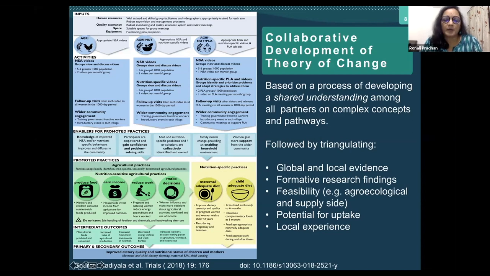And also we tried to map out the feasibility of each of the practices or behaviors we would be promoting under each of these pathways, based on agroecological situation and the supply side. We also tried to examine and analyze the potential of each of them for uptake. And local experience was considered the most important in this case, and it was most critical throughout the project.